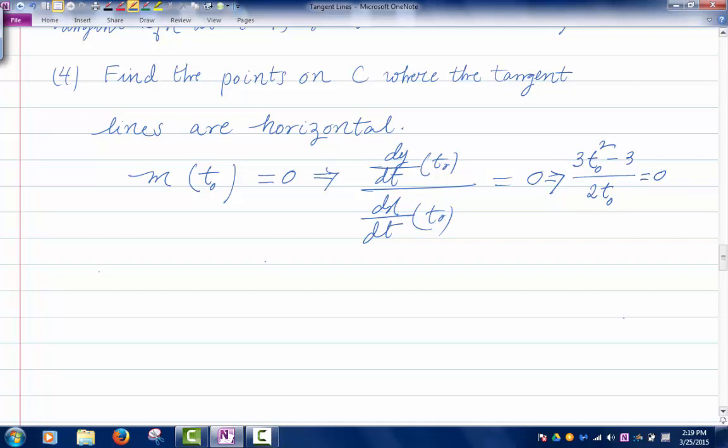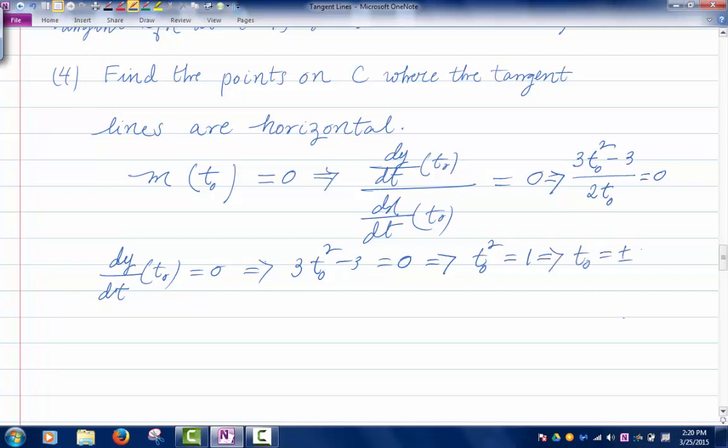And then, so I want the numerator, so I want dy dt at t naught, I want that to be 0. I want that to be 0, but that means 3t0 squared minus 3 is 0. And that means, what is t0? t0 squared would be 1. Yeah, you're right. t0 would be plus or minus 1. Okay?